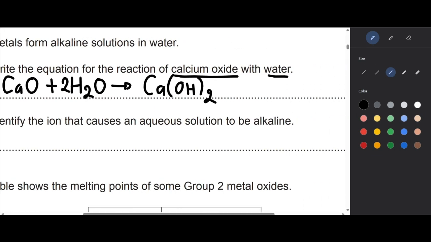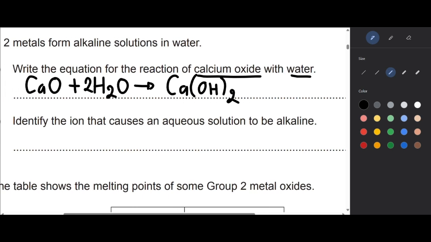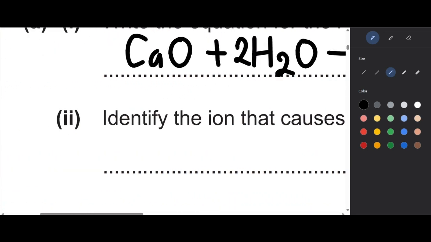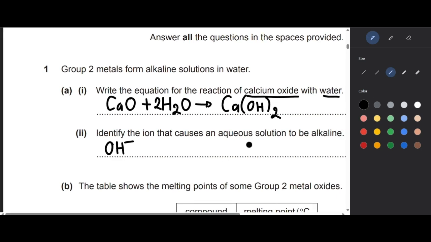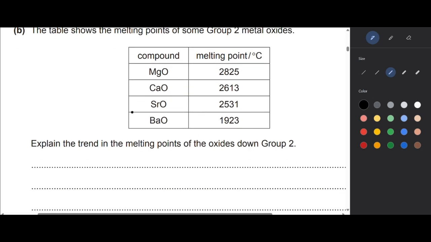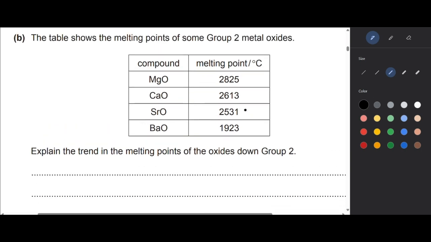The next question: identify the ion that causes an aqueous solution to be alkaline. The ion that causes an aqueous solution to be alkaline is OH minus, or hydroxide ion. Next question. The table shows the melting points of some group 2 metal oxides. Explain the trend in melting point of the oxides down group 2.